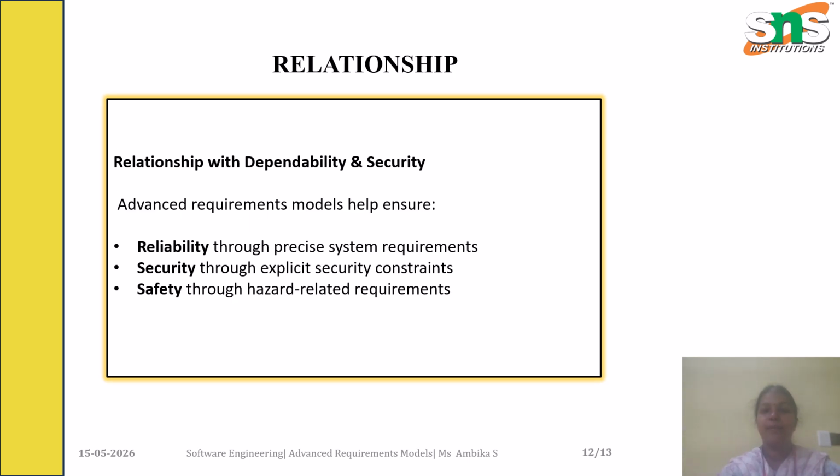Next is the relationship between dependability and security. The advanced requirements model ensures reliability, security as well as safety. Reliability can be achieved through precise system requirements. Security can be achieved through explicit security constraints, and safety is achieved through hazard related requirements.